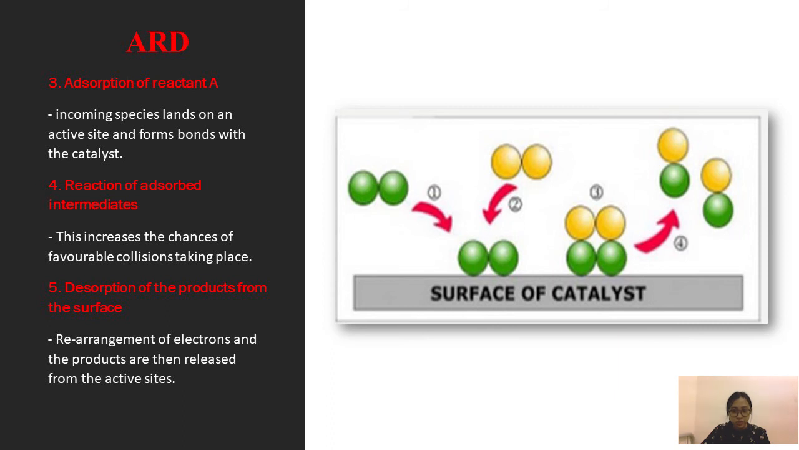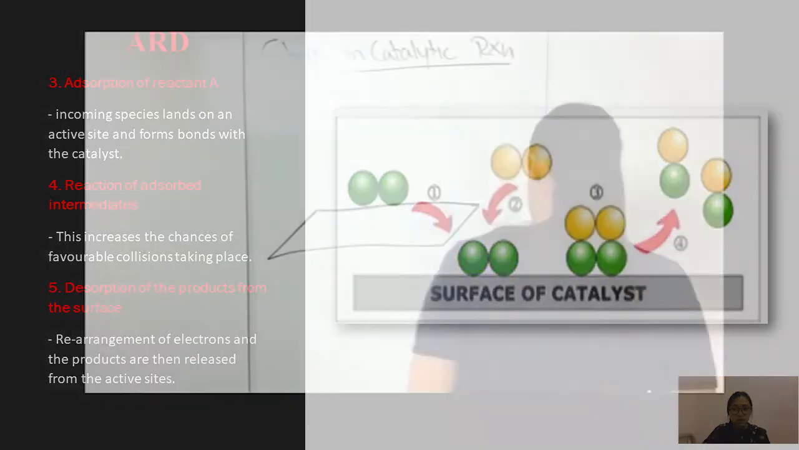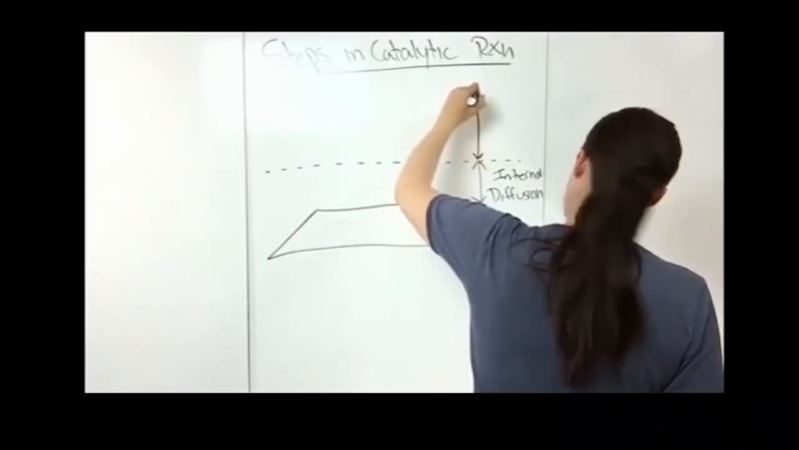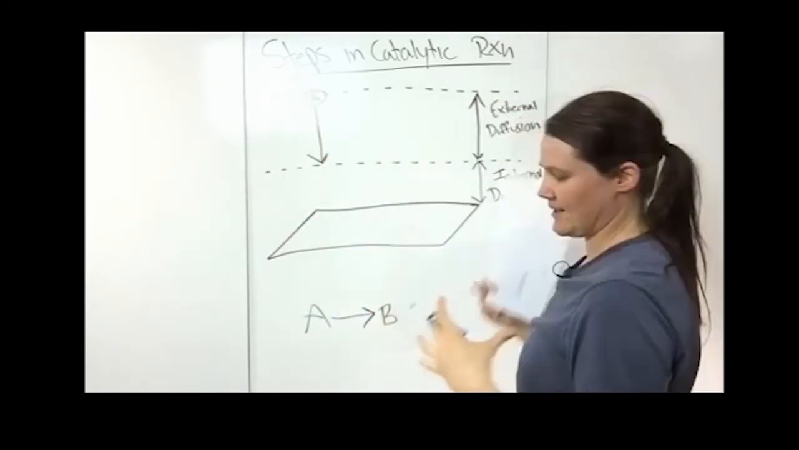Reaction of absorbed intermediates. The absorbed gases may be held on the surface in just the right orientation for a reaction to occur. This increases the chances of favorable collisions taking place. And finally, the desorption of the products. There is a rearrangement of the electrons and the products are then released from the active sites. For a more precise explanation, I recommend to watch this video. She explains the 7 steps more precisely.